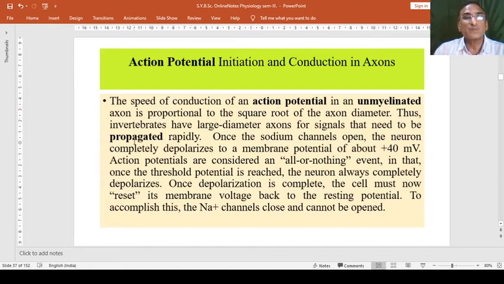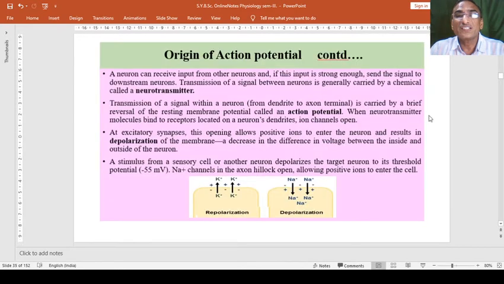Thus, invertebrates have large diameter axons for signals that need to be propagated rapidly, and therefore the action potential takes place rapidly. Once the sodium channels open, the neuron completely depolarizes. We have seen this in the previous diagram. From here it is clear that as soon as the sodium ions enter, the membrane depolarizes. This is the simple way.